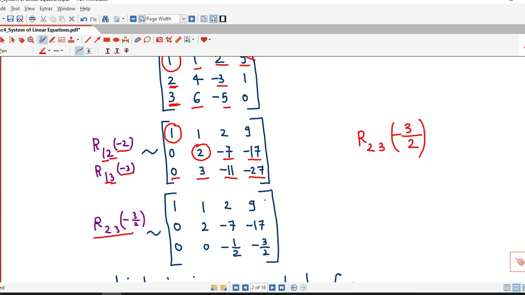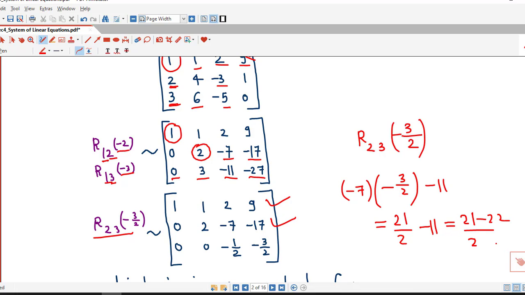So only the third row will change. We have written the first and second rows as they are. Now we multiply the second row by minus 3 by 2, that is 0 into minus 3 by 2 plus 0, then 2 into minus 3 by 2, which is minus 3, and plus 3, so 0. Then minus 7 into minus 3 by 2 and minus 11, that is 21 by 2 minus 11, which is 21 minus 22 by 2. So we obtain minus 1 by 2.